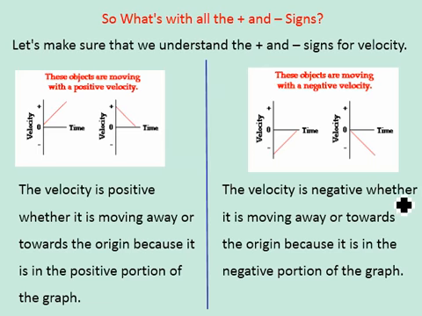Over here, the velocity is negative, whether it's moving away or towards the origin, because it is in the negative portion of the graph. So again here, the slope of this line is positive, the slope of this line is negative, but that has something to do with acceleration. When we're looking at a velocity versus time graph, the area in which the velocity is graphed indicates whether or not it's positive or negative.